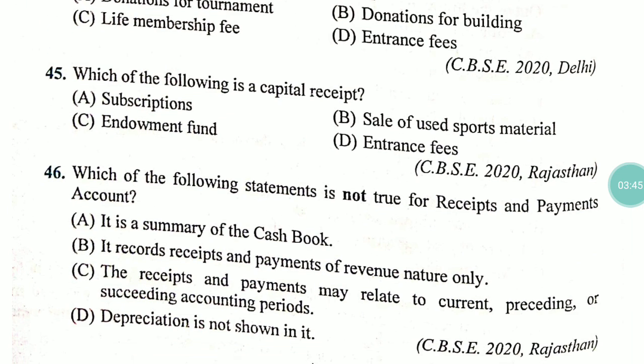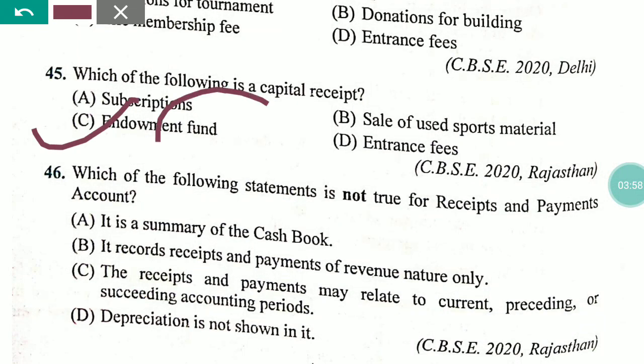Which of the following is a capital receipt? Subscription, sales of used sport material, endowment fund या entrance fees. So इसमें से कौन सा हमारा जो है वो capital receipt है? So option C is the right answer because of the endowment fund. All funds are always capital receipts because these funds are of a non-recurring nature. Always remember that all funds are capital receipts, and capital receipts are always shown on the liability side of the balance sheet.